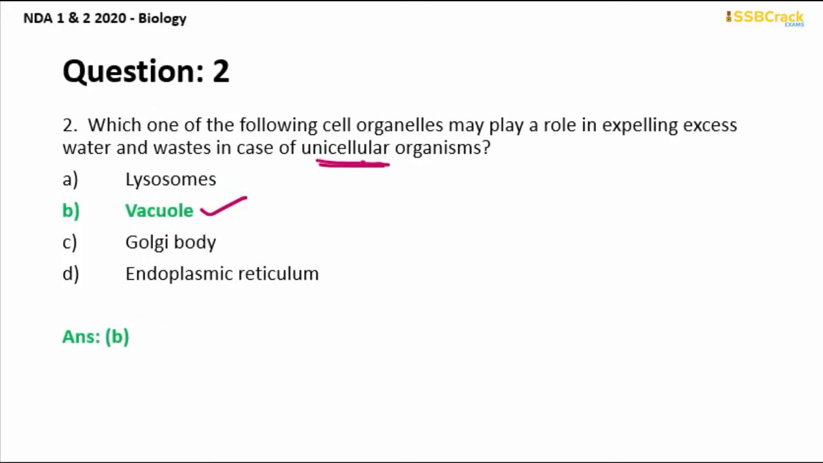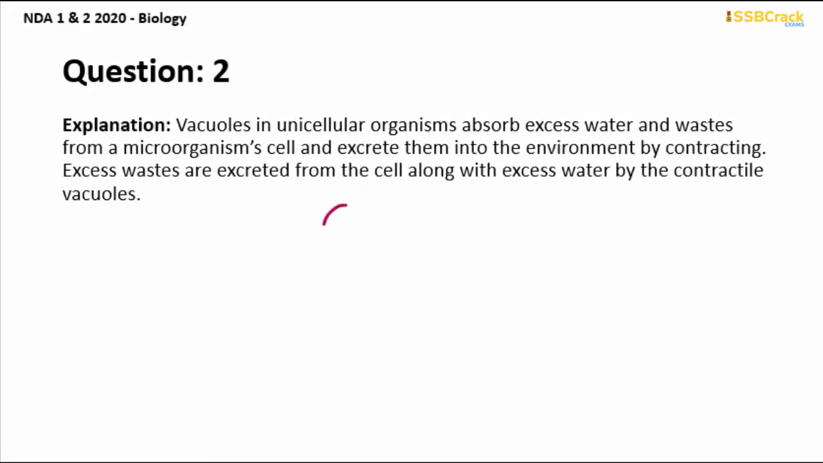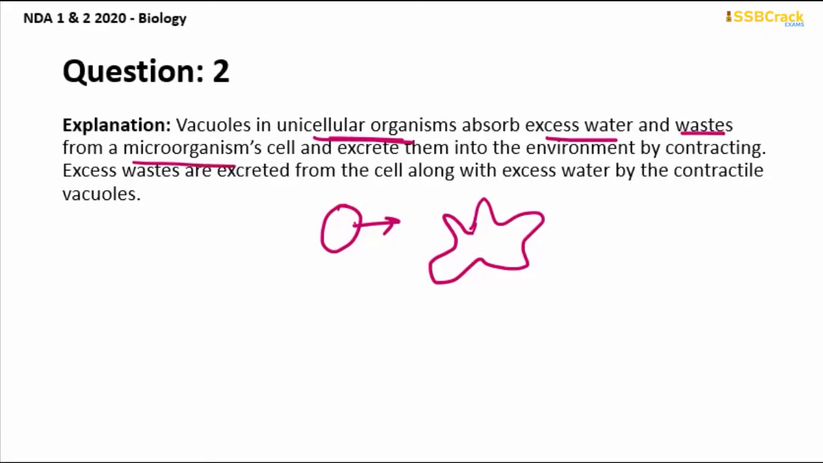So what is a unicellular organism? Unicellular organism is nothing but a single cell organism. So what are the examples of unicellular organism? Amoeba, right? A distorted figure, amoeba. So vacuoles in unicellular organisms absorb excess water and waste from a microorganism cell and excrete them into the environment by contracting. I know you must all have seen the amoeba figure, right? Amoeba has a vacuole. This is nothing but contractile vacuole.